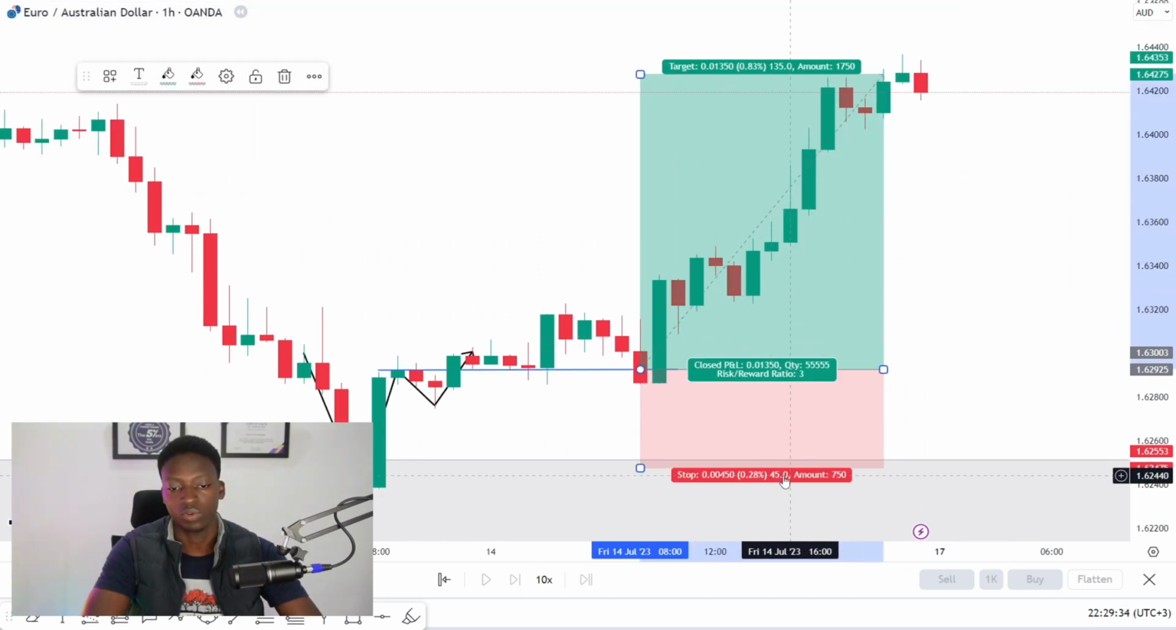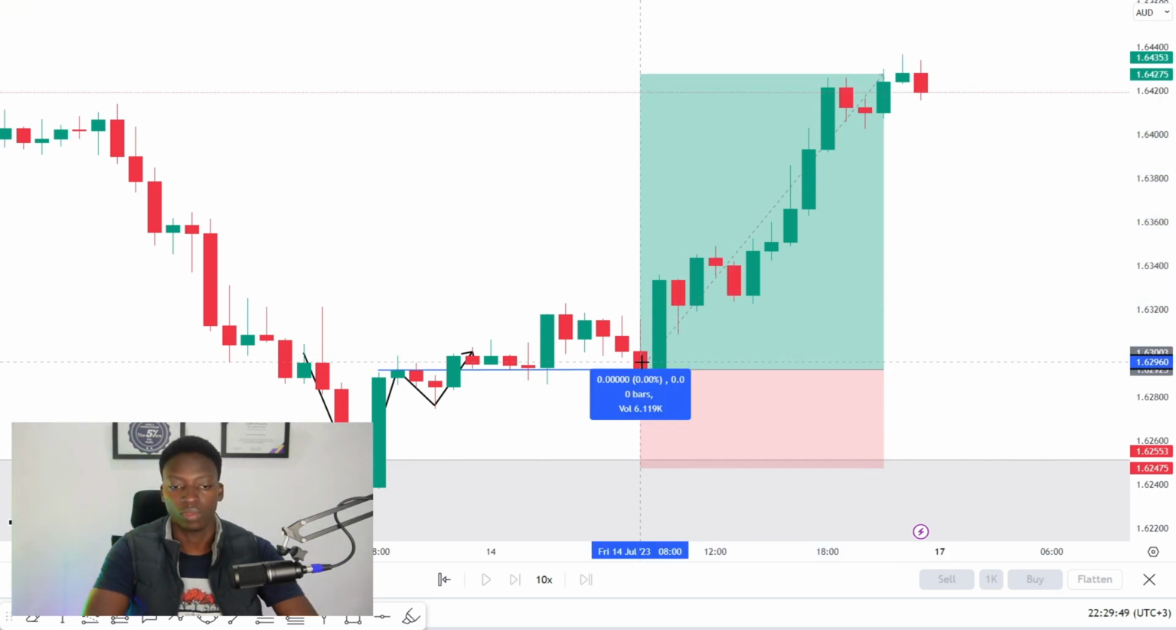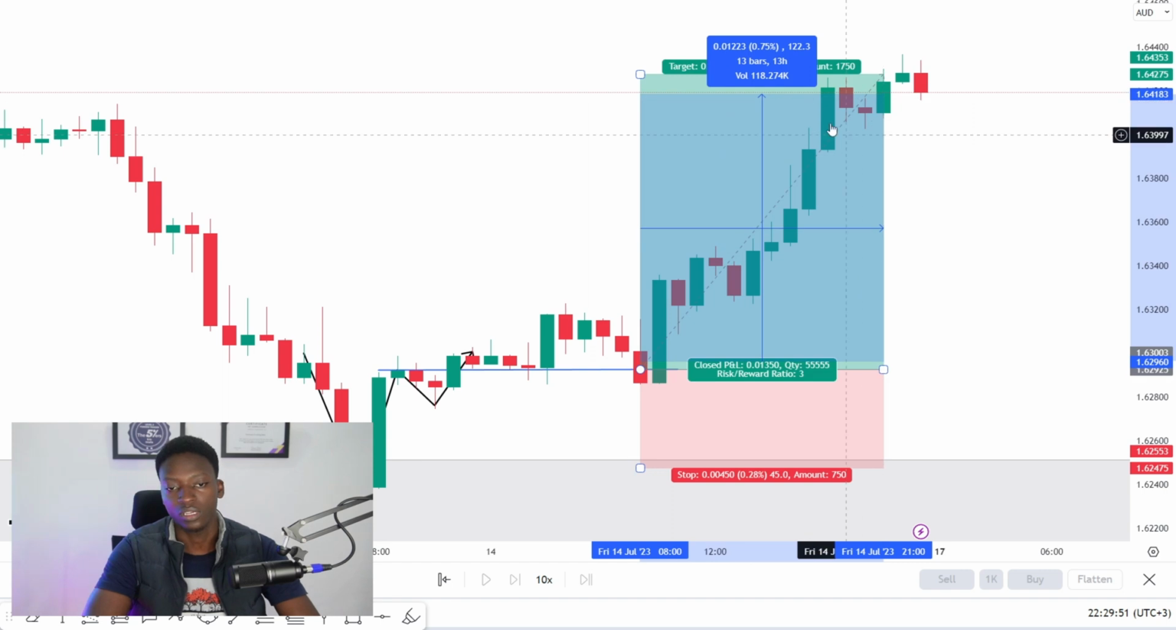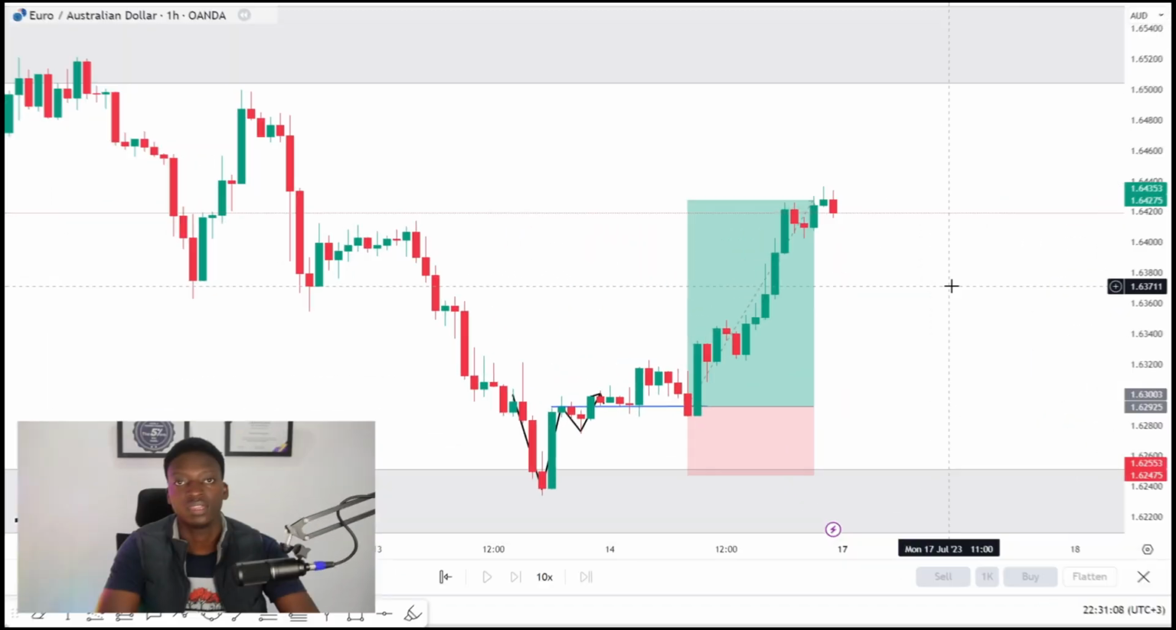My stop loss was 45 pips. It never went anywhere close to reaching my stop loss, but after a few hours it went to my target. So from the opening time to the closing time, it took about 13 hours. And that's it for the trade breakdown.